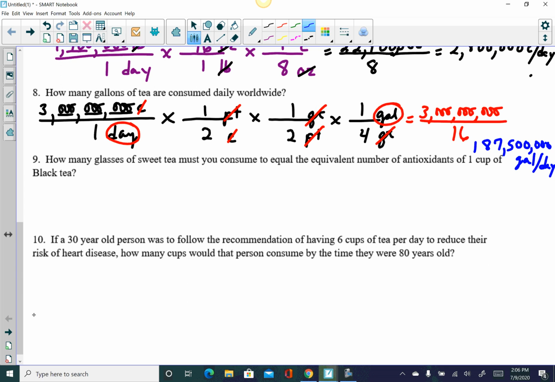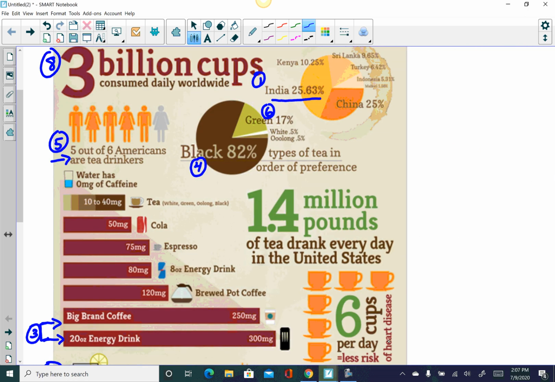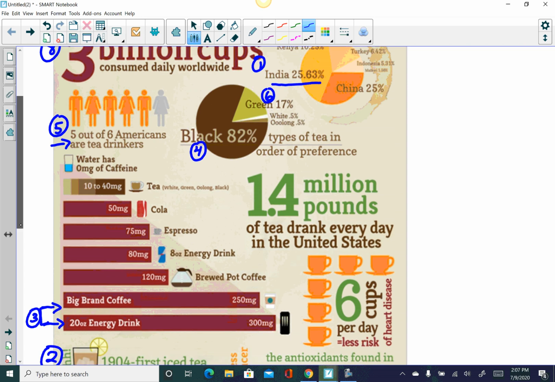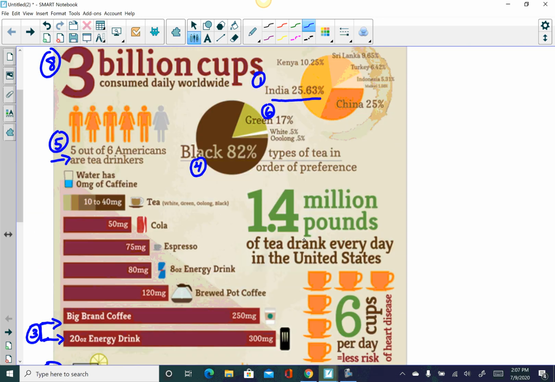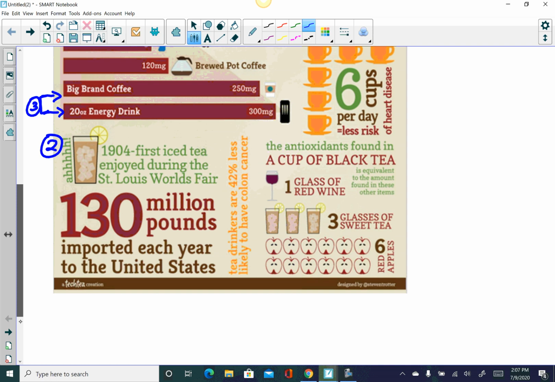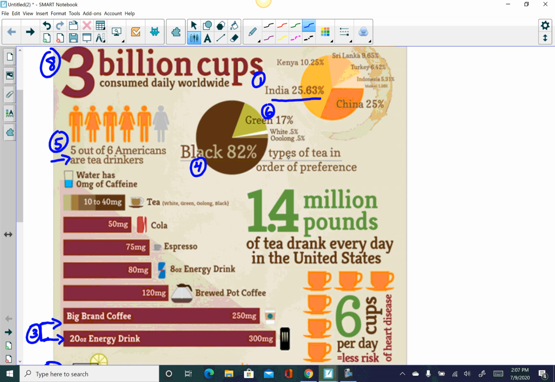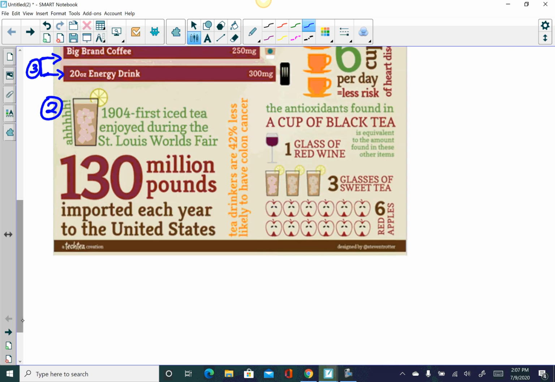All right. Moving on then to number 9. It says, how many glasses of sweet tea must you consume to equal the equivalent number of antioxidants in 1 cup of black tea? Back to our graphic. Number 9, down here at the bottom, it says the antioxidants found in a cup of black tea is equivalent to 1 glass of red wine, 3 glasses of sweet tea. So there's our answer, exactly what we need here for number 9.